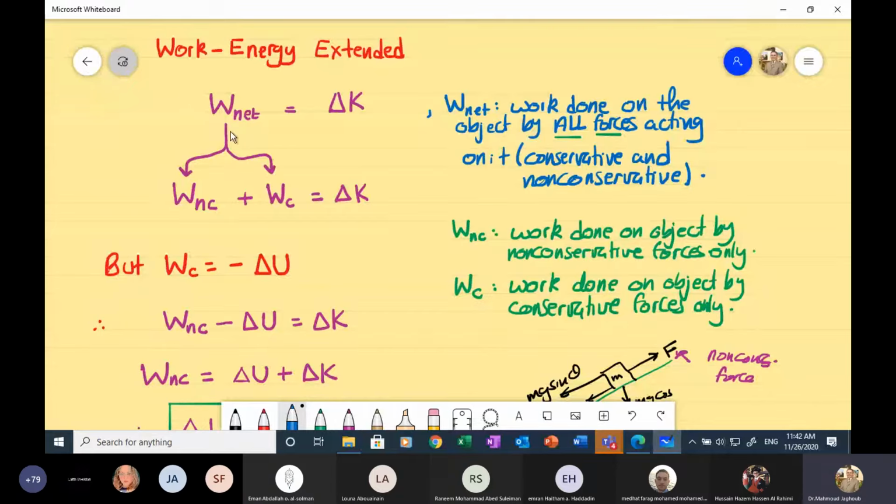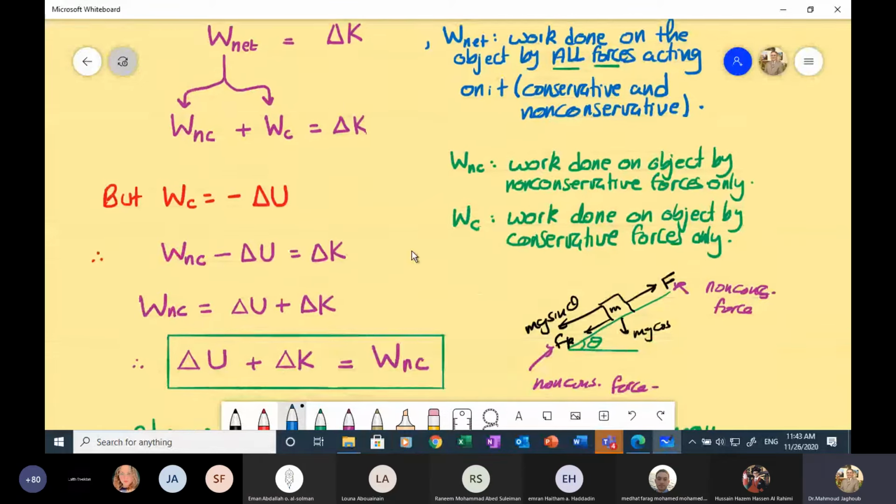W net, I can divide it into two parts. A work that is done by the non-conservative forces, which is defined here, and work that is done by the conservative forces, which is defined here. So W net is the sum of W non-conservative, which is the work done by non-conservative forces, plus W C, which is the work done by conservative forces. This is normal and natural.